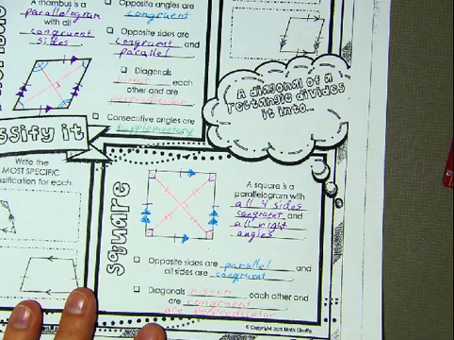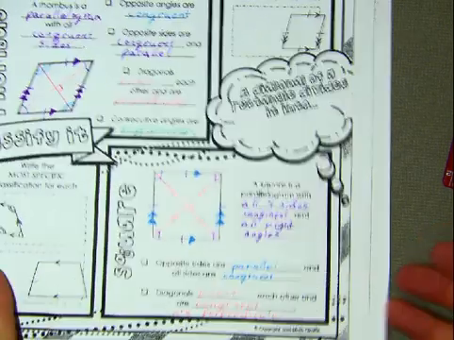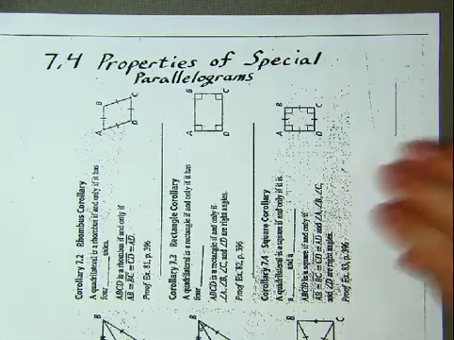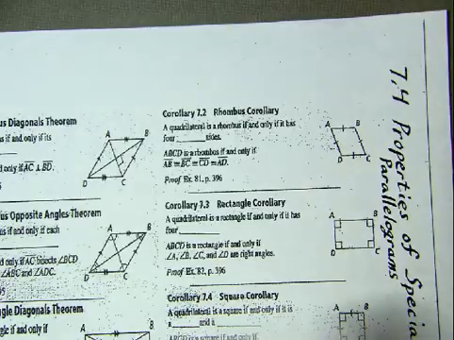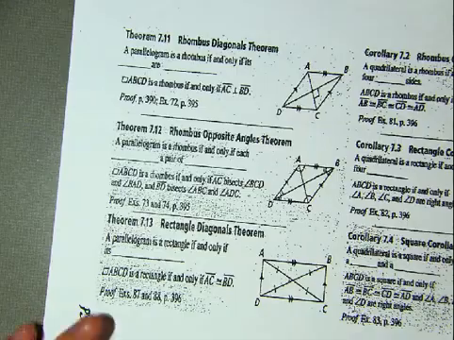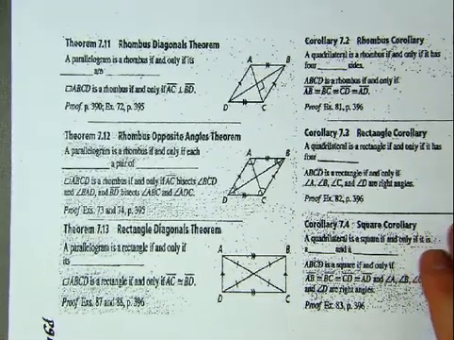So then we're going to go ahead and take out the properties sheet. So that's the one that looks like this. And we're going to be starting on the left-hand side with the theorems. Starting on the left-hand side there.